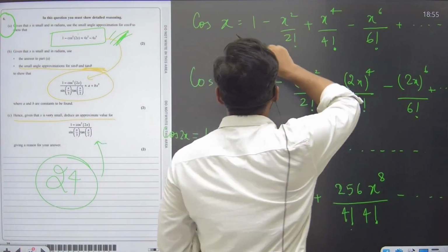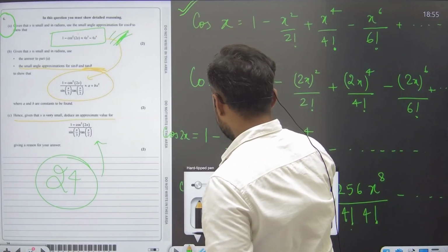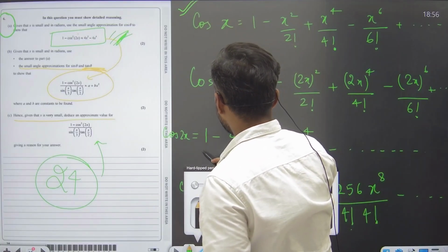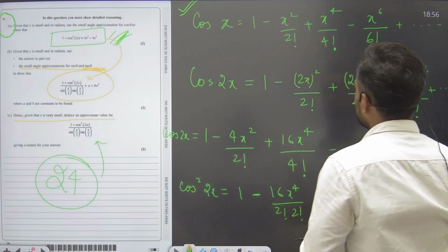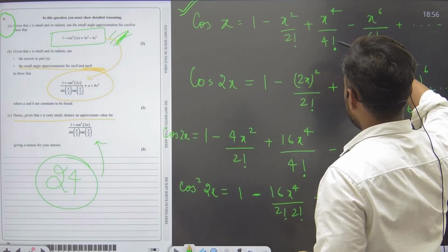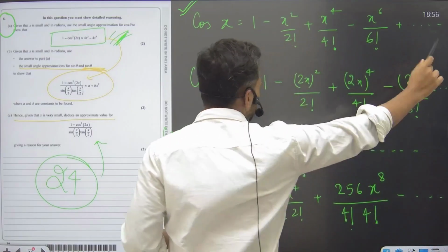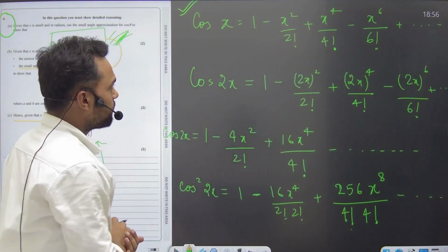I have mentioned the expansion of cos theta, cos x, that I have mentioned correctly. That is 1 minus x square upon 2 factorial plus x power 4 upon 4 factorial, minus x power 6 upon 6 factorial plus, this is how cos expands.